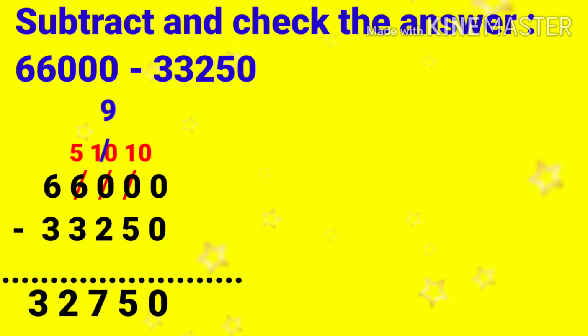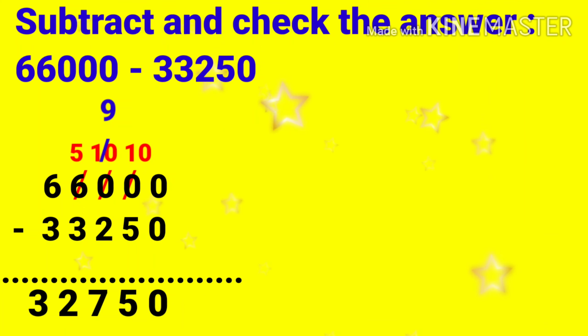Now 10 can give 1, so this 10 will become 9 and the second last 0 is 10. Now all the pairs are matched, so we can go for second step. So let's start. 0 plus 0 is 0, 5 plus 5 is 10, 2 plus 7 is 9, 3 plus 2 is 5, 3 plus 3 is 6. The final answer is 32,750. Now we have to check.